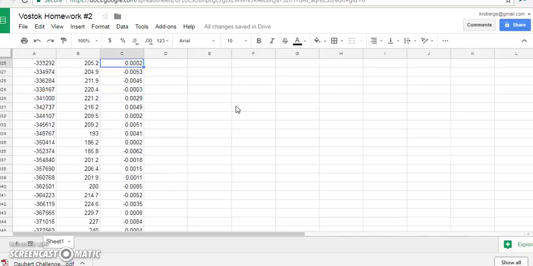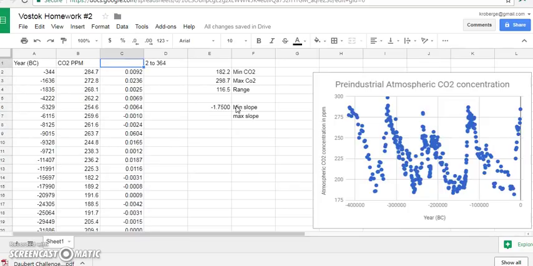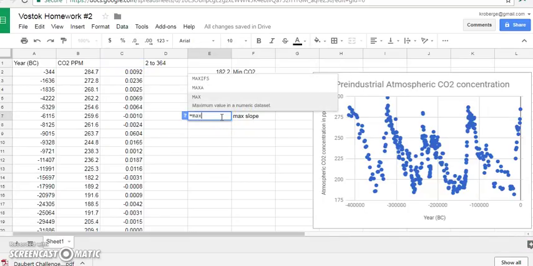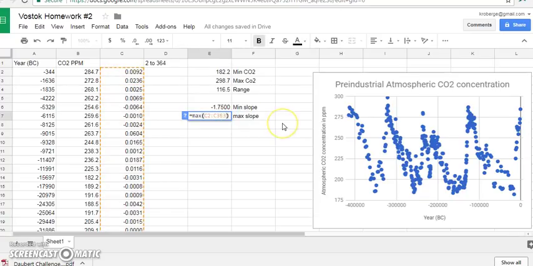There are some redundant data points in here that are actually going to affect us in a couple of other ways. I'll show you in a minute. Page up. So now that's better. And now let's do max, M-A-X, parentheses, C2 to C363, parentheses, enter. Now, we get these two numbers.